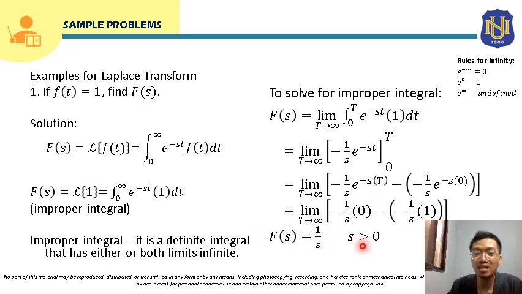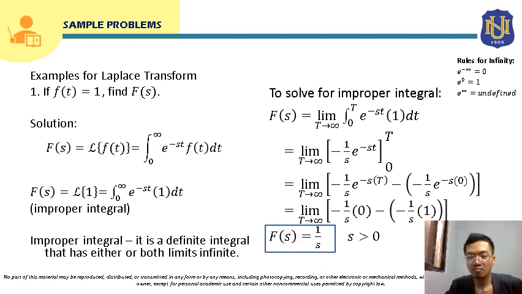So this is now the answer for the Laplace transform of f of t equal to 1. This is the Laplace transform of 1, and it is only applicable wherein s is greater than 0. It cannot be 0, because if it is 0, it will become undefined. So this is now the answer.